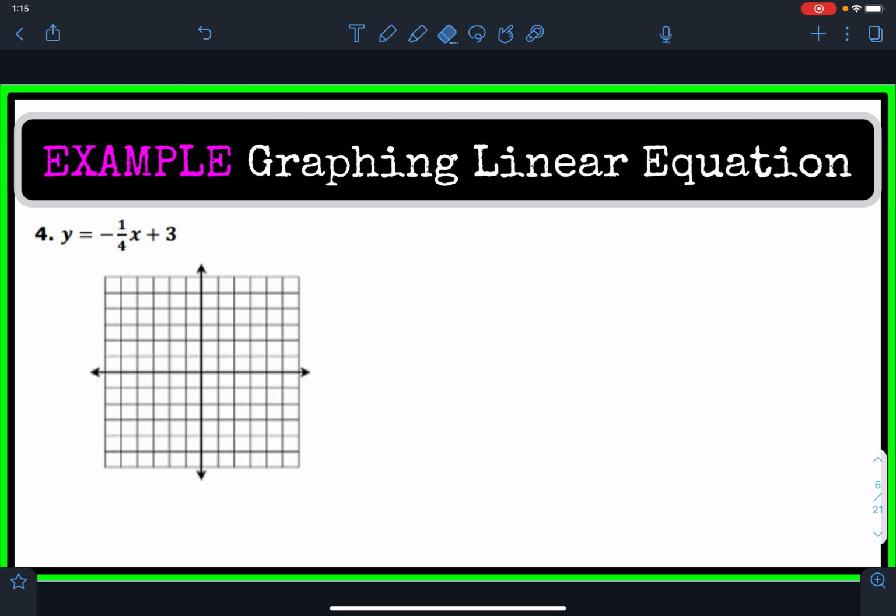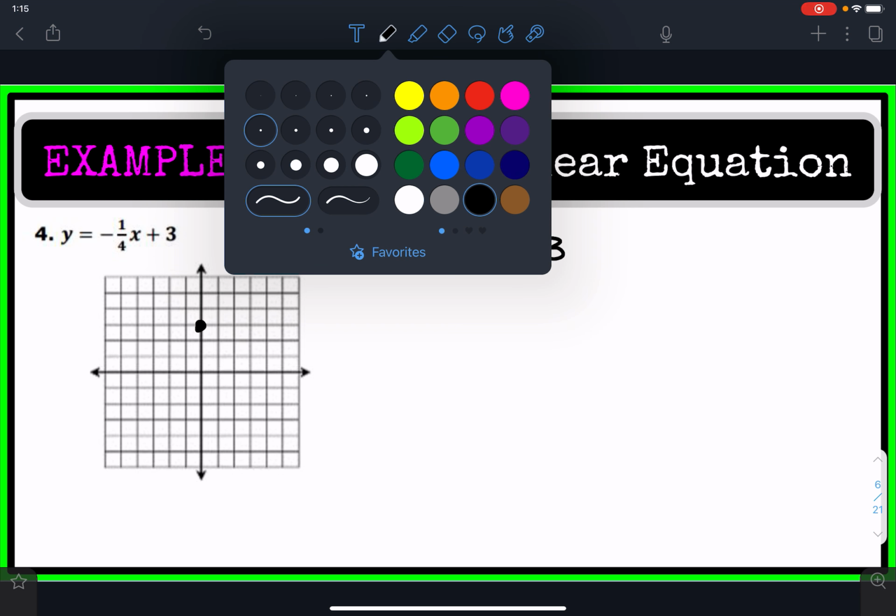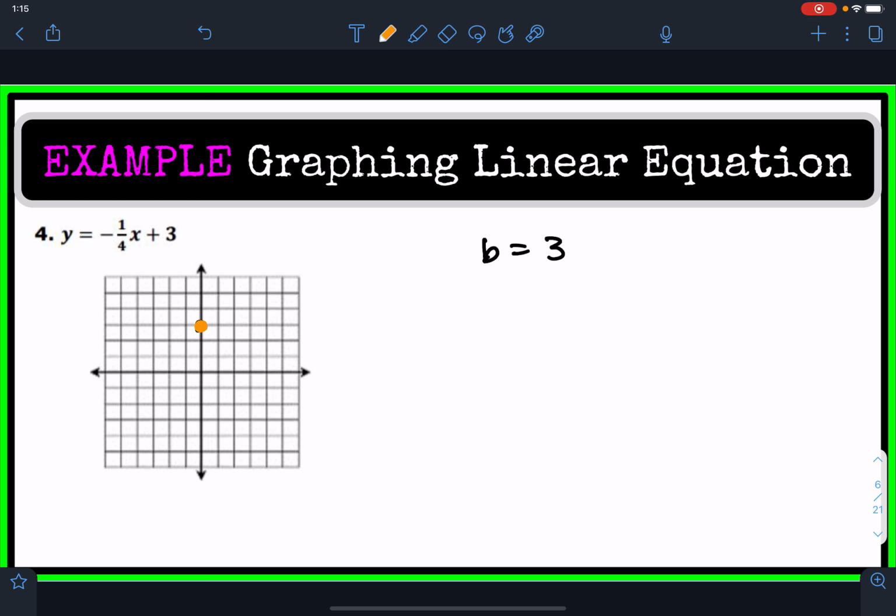So let's look at the next example. In our next example, we have a y-intercept of 3. So that's 1, 2, 3 up. Let me do that in orange. So that's that point right there.